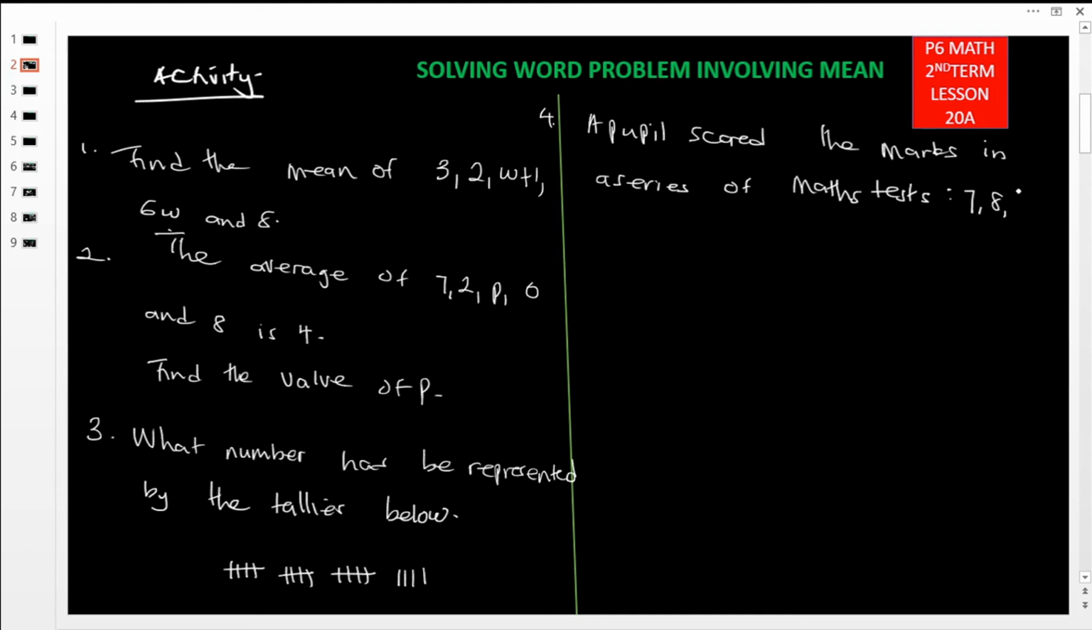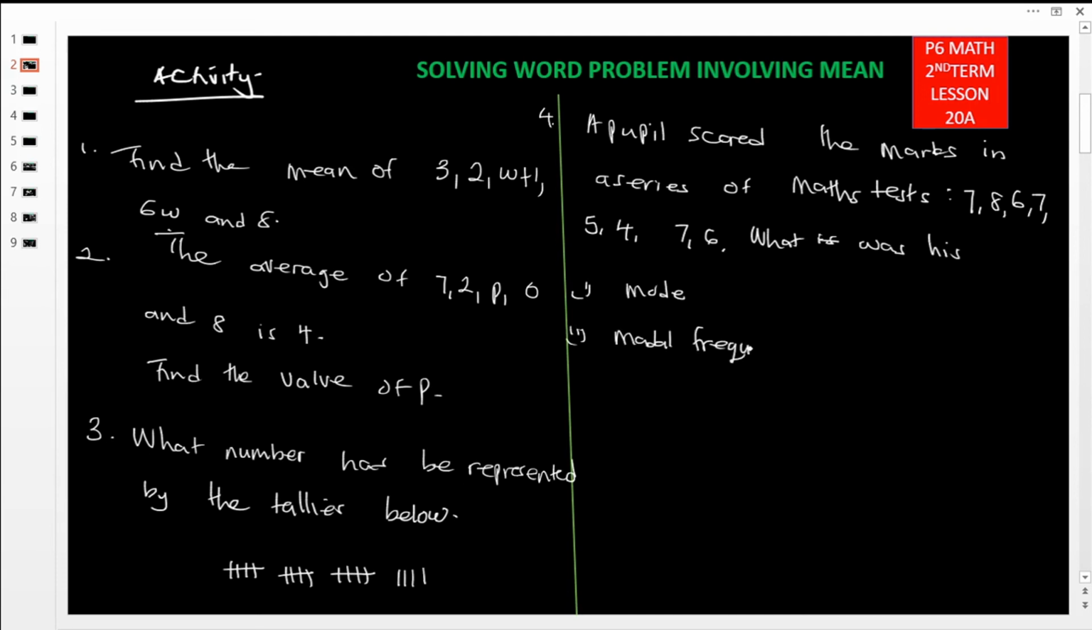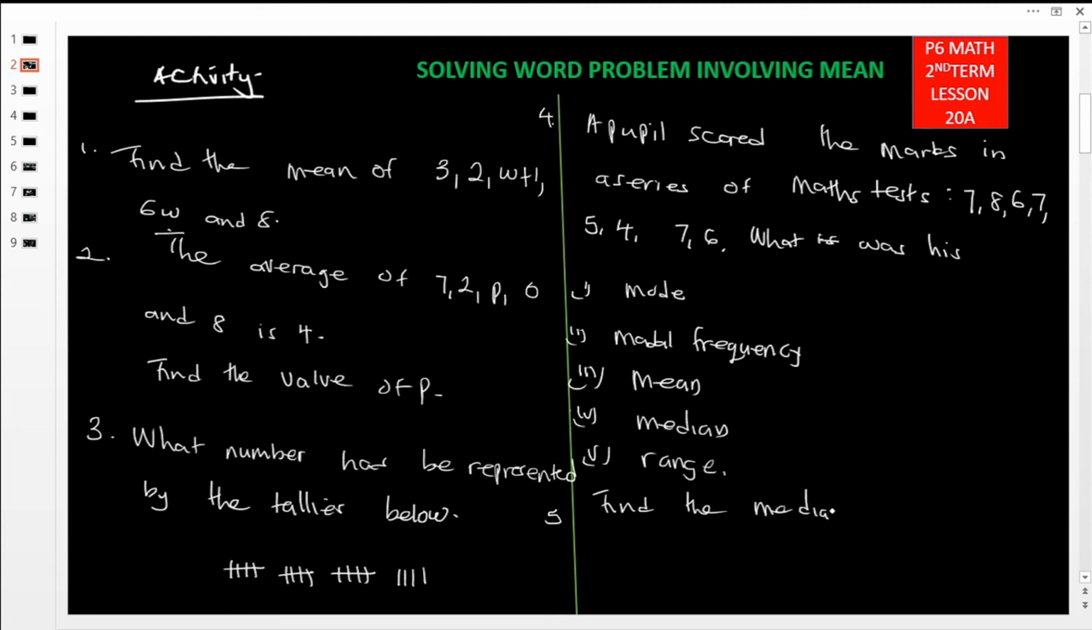7, 8, 6, 7, 5, 4, 7, 6. Full stop. What was his Roman 1 mode, Roman 2 modal frequency, Roman 3 mean, Roman 4 median, Roman 5 range. Then number 5, find the median of 4, negative 4, negative 1, 3 and 2.